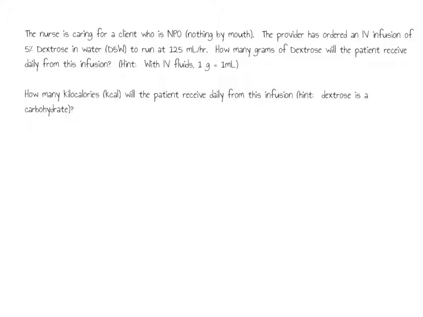My hint was that when you're dealing with IV fluids, we consider 1 gram to be equivalent to 1 mL. So when we work out our percentage, it kind of works out that way. And then we'll break it down into how many kilocalories the patient receives daily from this infusion. If you know how many calories are in a gram of carbohydrate, you can work that out fairly easily. So give me a second to put that up there in dimensional analysis.